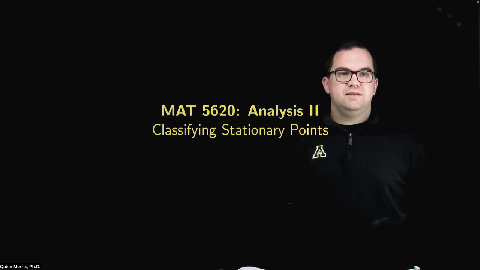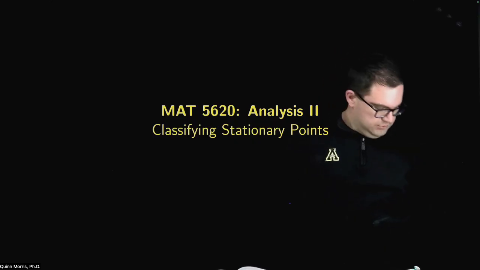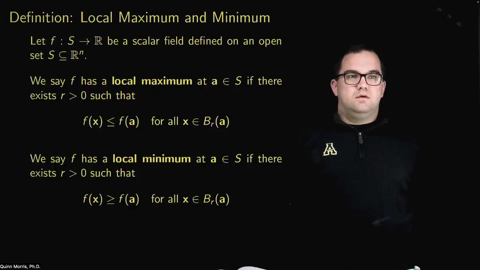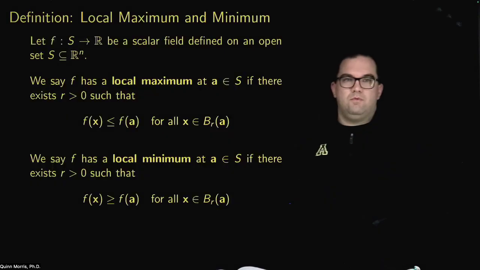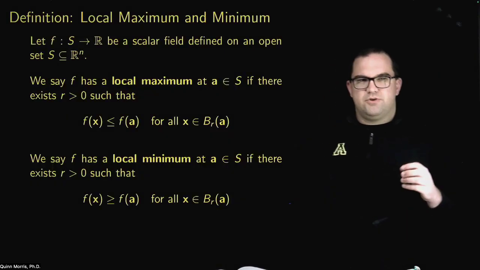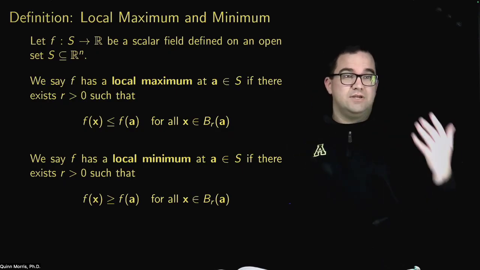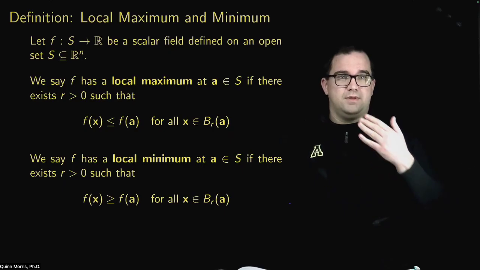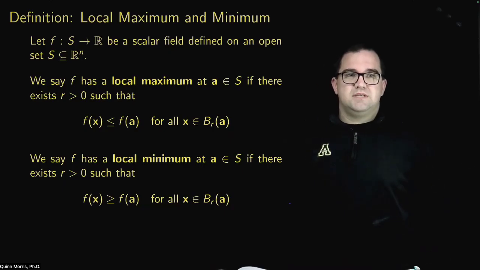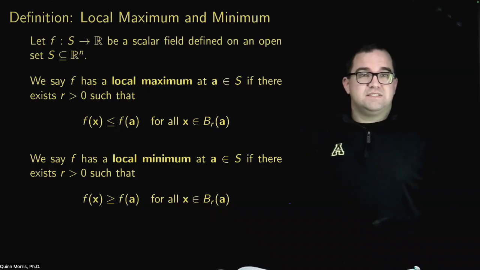Hi, everyone. In this video, we will conclude our discussion of derivatives of scalar fields by finally looking at a classification of stationary points of scalar fields. Before we begin, I want to revisit some definitions we saw in 5610, and you could probably figure out how to extrapolate them to the case of scalar fields, but let's take the time to step through this. So I want to define a local maximum and a local minimum of a scalar field.